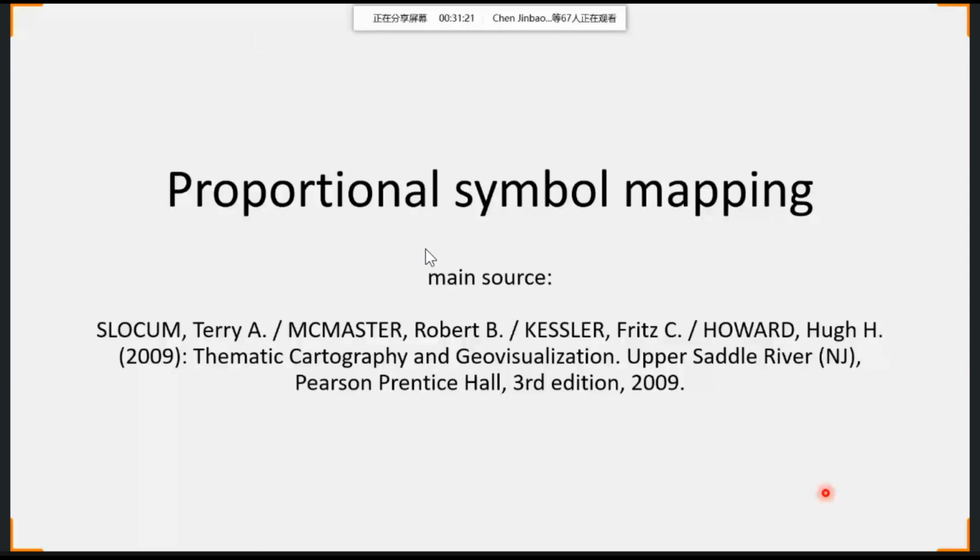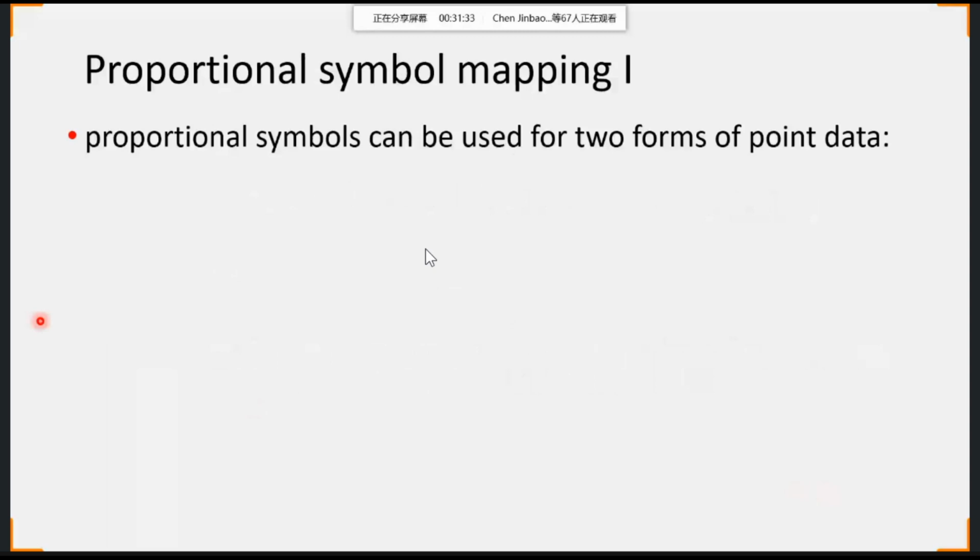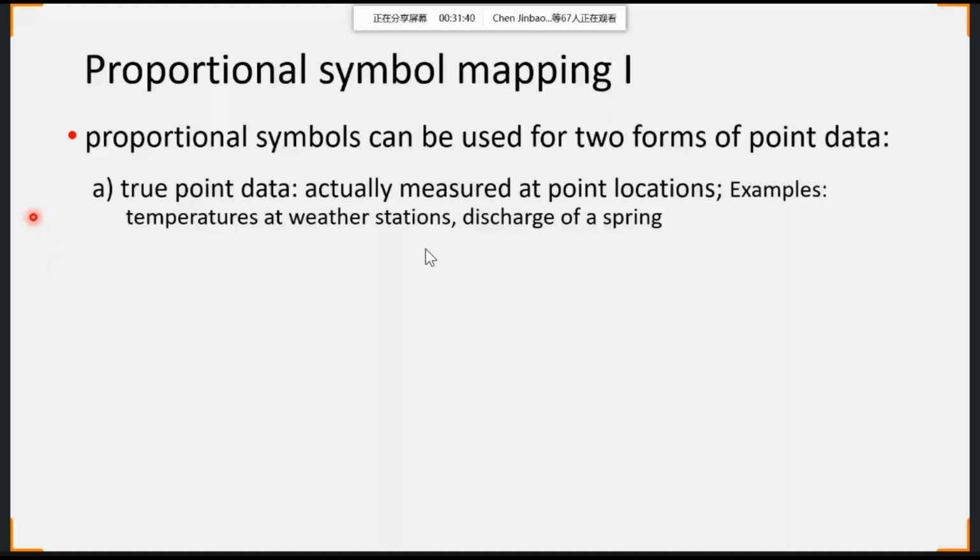This is a bit longer chapter or section, the proportional symbol mapping. Proportional symbols can be used for two forms of point data. The first one, true point data, actually measured at point locations. Examples are temperatures at weather stations, discharge of springs, and so on.